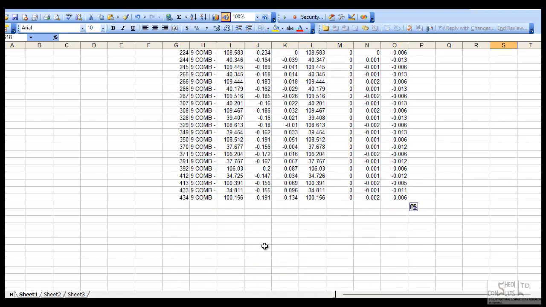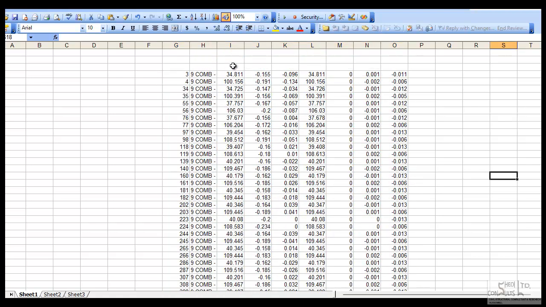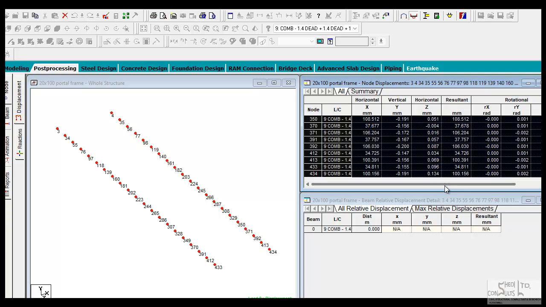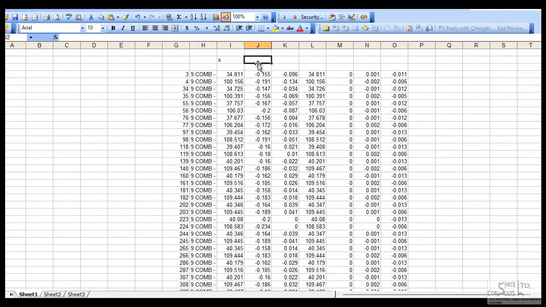Alright, so this is the displacement of all the nodes. This is the X displacement. This should be the Y displacement. Let me just check. Okay, so this is the X displacement, that's the Y displacement, and then this is the Z displacement. I'm trying to explain what story drift does, and if the request is in line with the code.